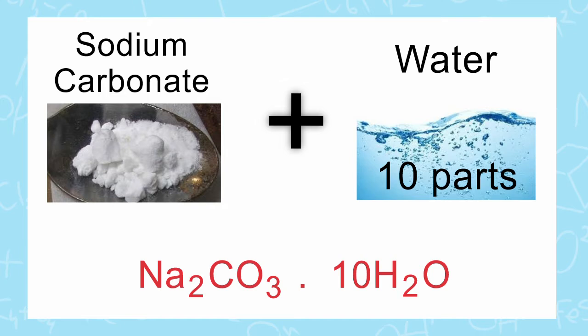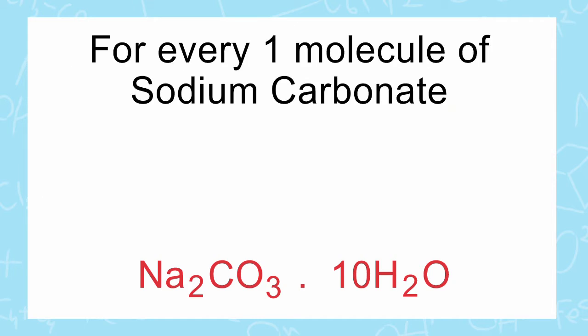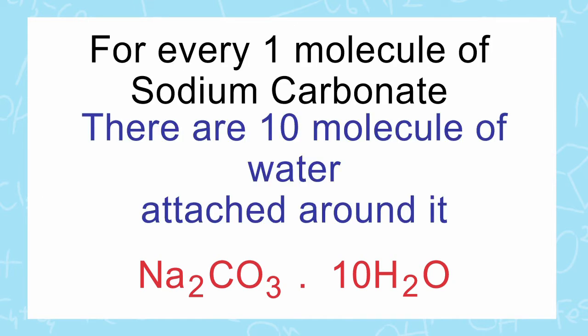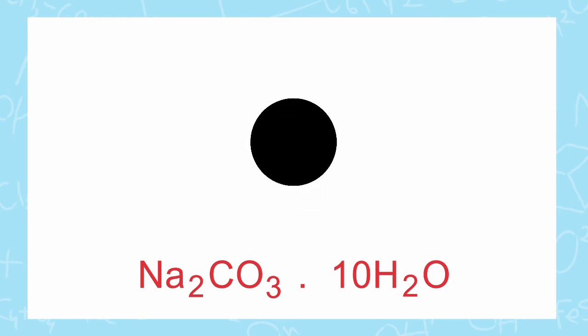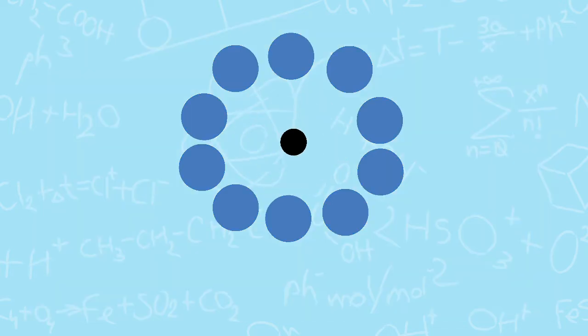Now we know this dot means this is the water of crystallization, right? So now I can tell that for every 1 molecule of sodium carbonate, there are 10 molecules of water attached around it. Just imagine it as one sphere in the center and then 10 dots around it. That is what washing soda is.